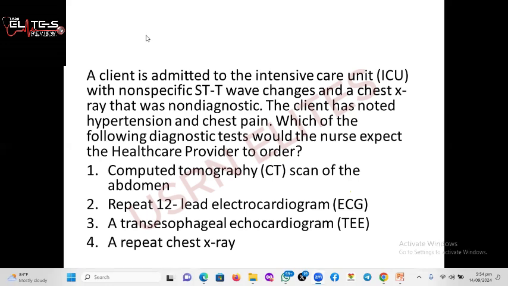Okay. Some people are going for 111. They're going for an X-ray. I'm going for 4, because they said they're non-diagnostic. So I think a repeated X-ray will be fine. Okay.